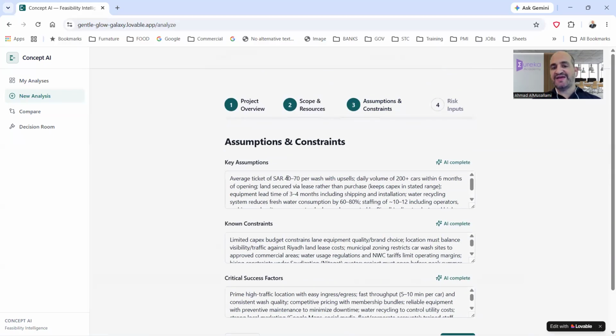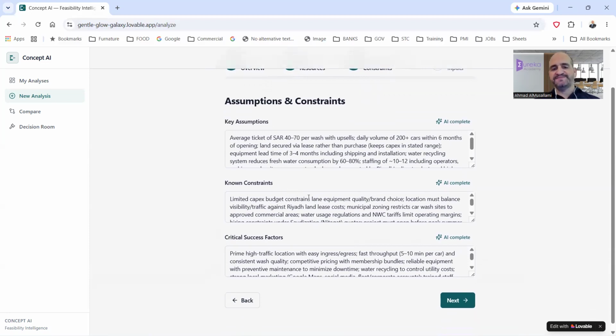Whenever you change anything, you can also come back and ask the AI to rewrite it again and again until you feel it is ideal. Assumptions and constraints, key assumptions, average ticket. I'm not reading everything, but as you can see, average ticket from 40 to 70 per wash. People who live in Riyadh, they know it's like 35, something like that. So yeah, it makes sense.